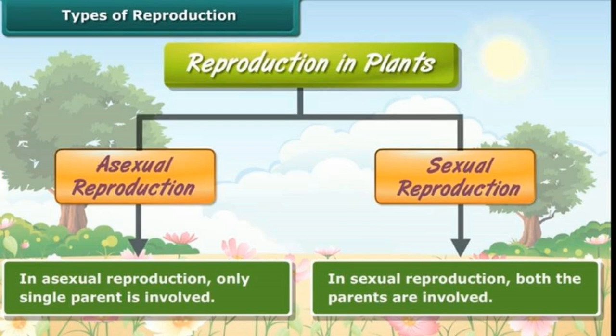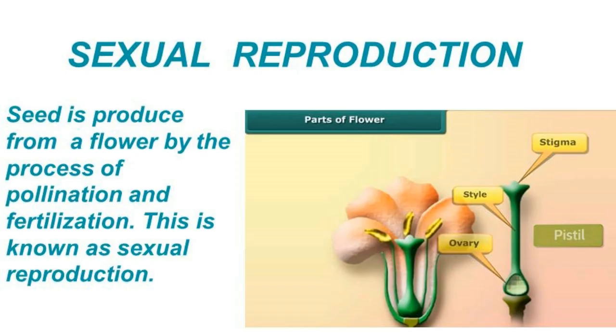In asexual reproduction only a single parent is involved. In sexual reproduction both the parents are involved. Now we are going to learn the detailed explanation of sexual reproduction. A seed is produced from a flower by the process of pollination and fertilization. This is known as sexual reproduction. Here come the parts of the flower: petal, sepal, pistil, filament and stigma. These are the important parts of the flower.